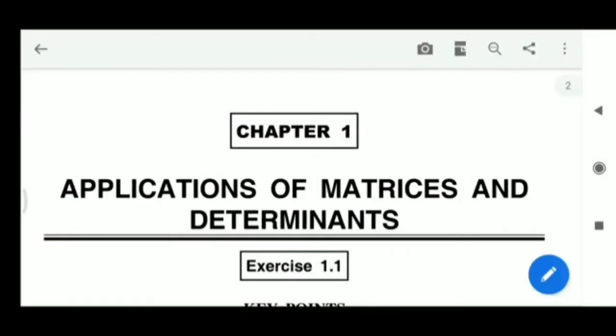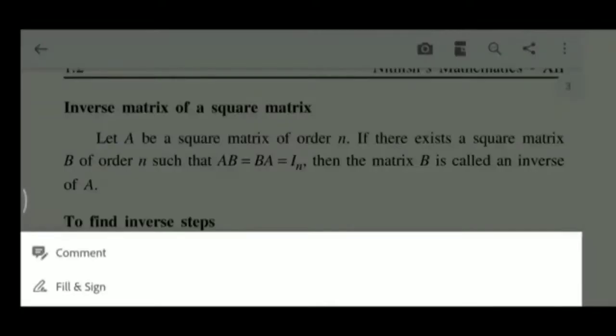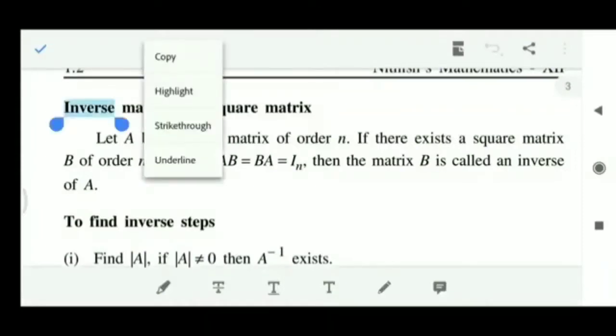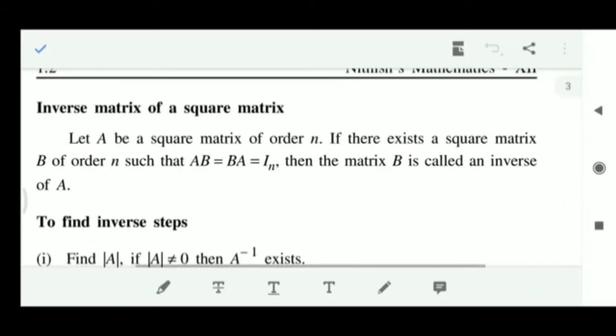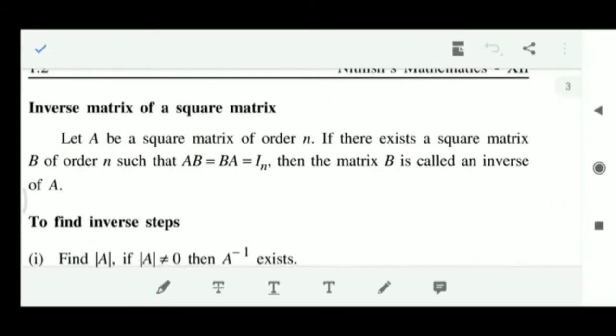The topic is application of matrices and determinants. In this, first I give the introduction. In this first exercise, we have to know the inverse of a square matrix.